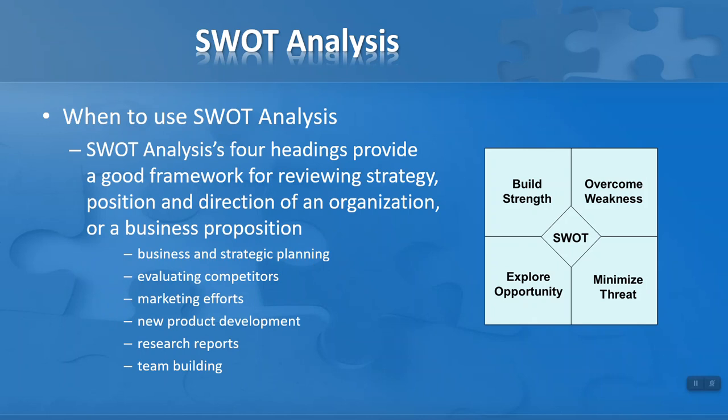When do we use it? Well, its four headings give us a good solid framework for reviewing the strategy, position, and direction of our organization. So, for example, we could be looking at things like strategic planning, evaluating our competitors, what our marketing efforts are doing, NPD, new product development, and research reports that have been written by third parties. Can we use those? Also use it for team building, because it's a great way of getting people together to help identify, for example, strengths and weaknesses.